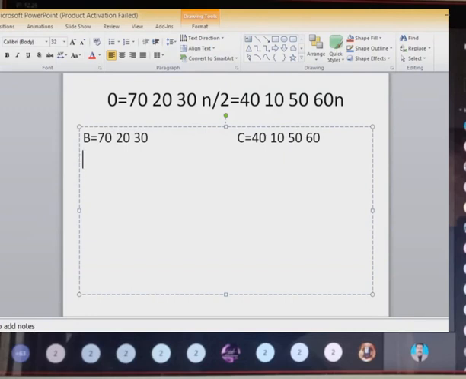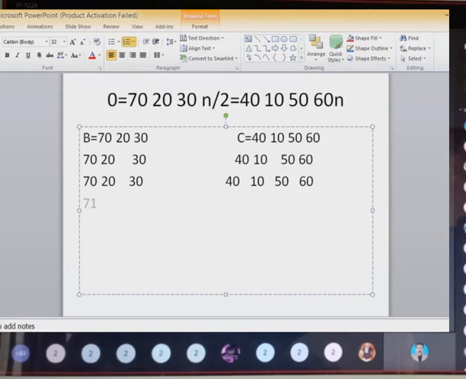Now again we can divide 70, 20 and 30, right? Here we can divide 40, 10 and 50, 60. Now again we can divide 70 and 20, 30. Here we can divide 40 into individual elements, 10, 50, 60, right?